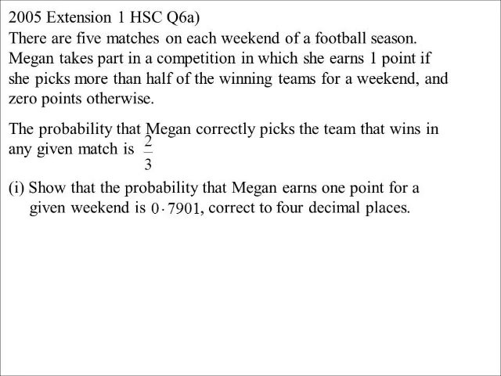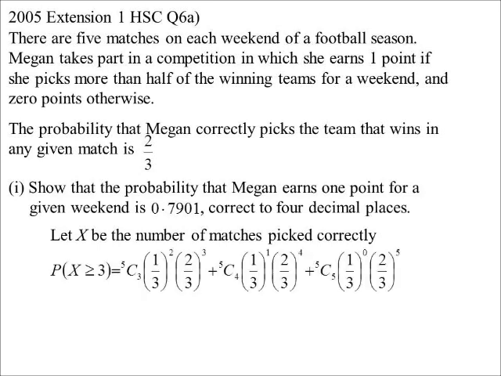So in order to earn a point, what's she got to do? 5 matches, pick more than half. Okay, so X is going to be the number of matches she picks correctly. We want X greater than or equal to 3. She's either going to pick 3 teams right, 4 teams right, or 5 teams right. So each of those, 5C3, probability of it happening to the power of 3, probability of it not happening, power of 2, and so on. So add up each of these, bung that into our calculator, because we want to show it's close to 0.7901, and yes, indeed, that is 0.7901.